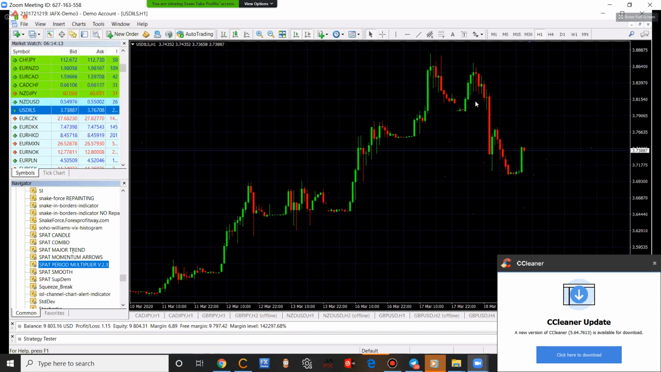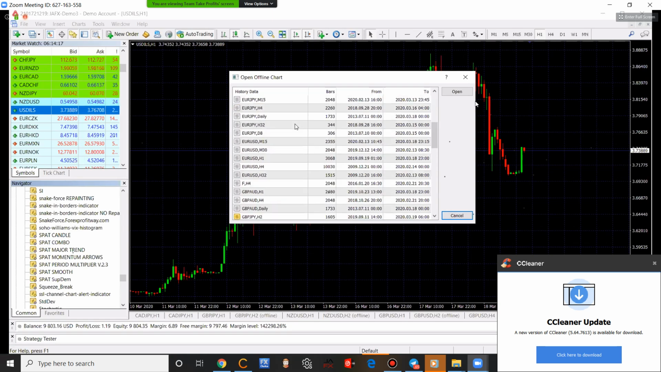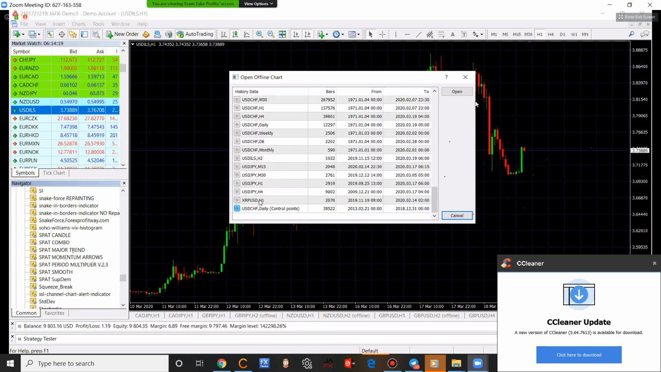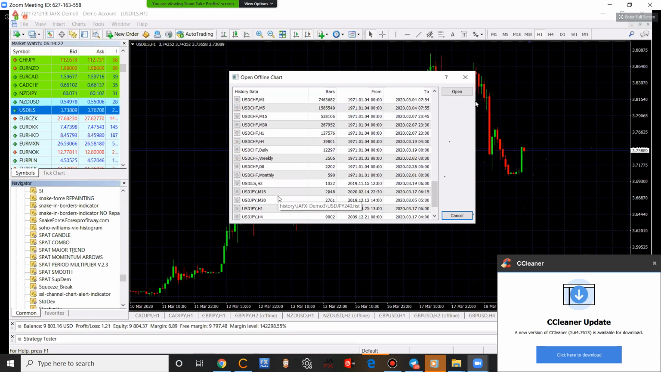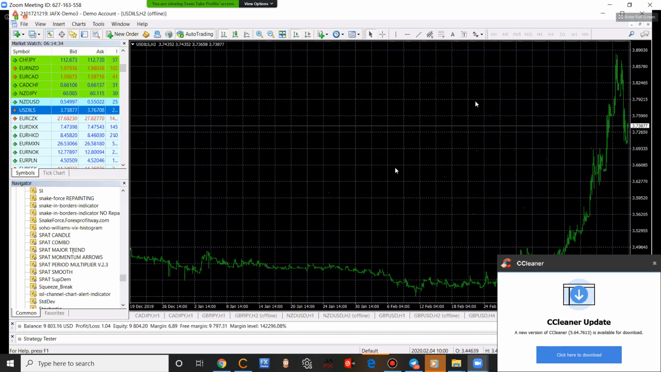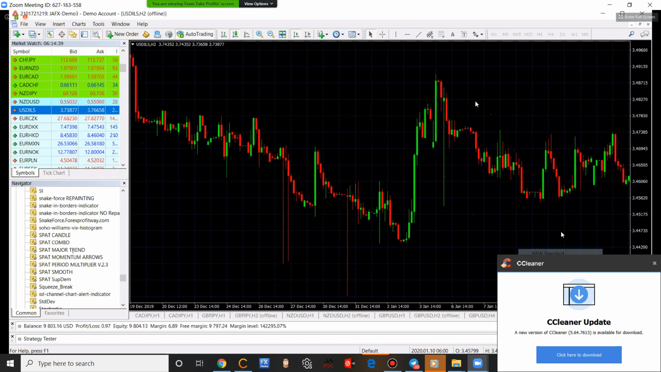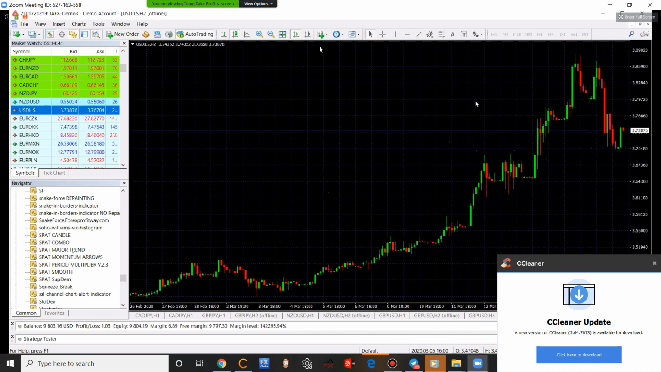What I do is I go over here to File, Offline, then you go find whatever that currency pair is. Then you find the 2-hour chart, USD ILS. Here we go. All right, so here's the 2-hour chart for USD ILS.